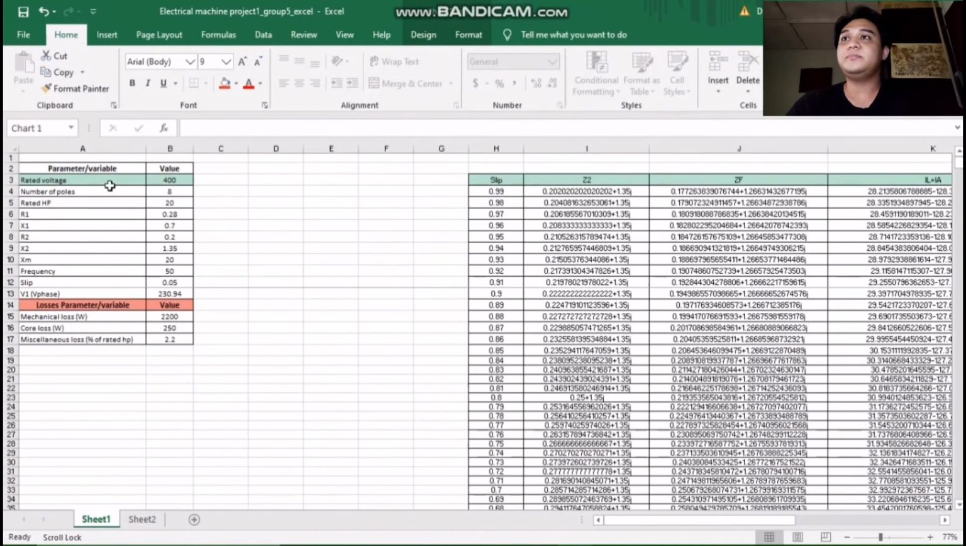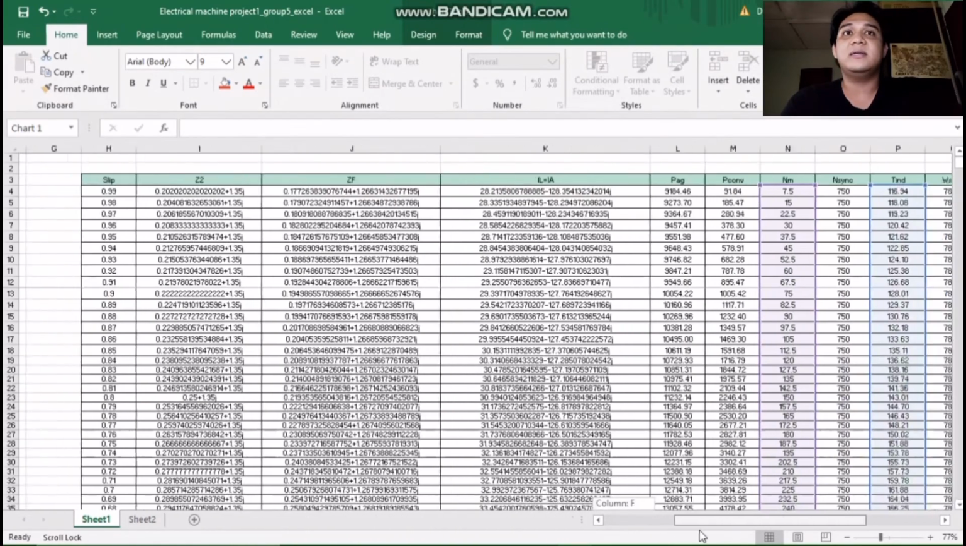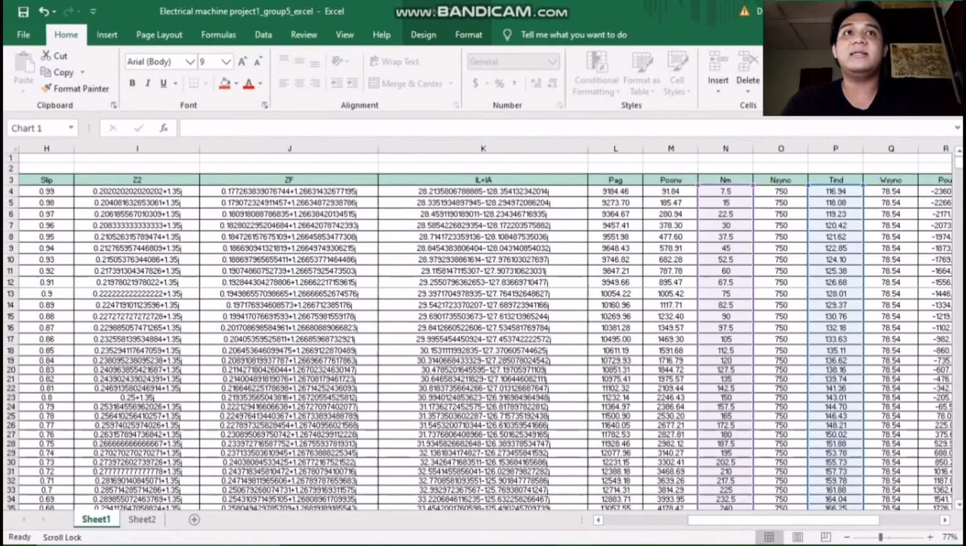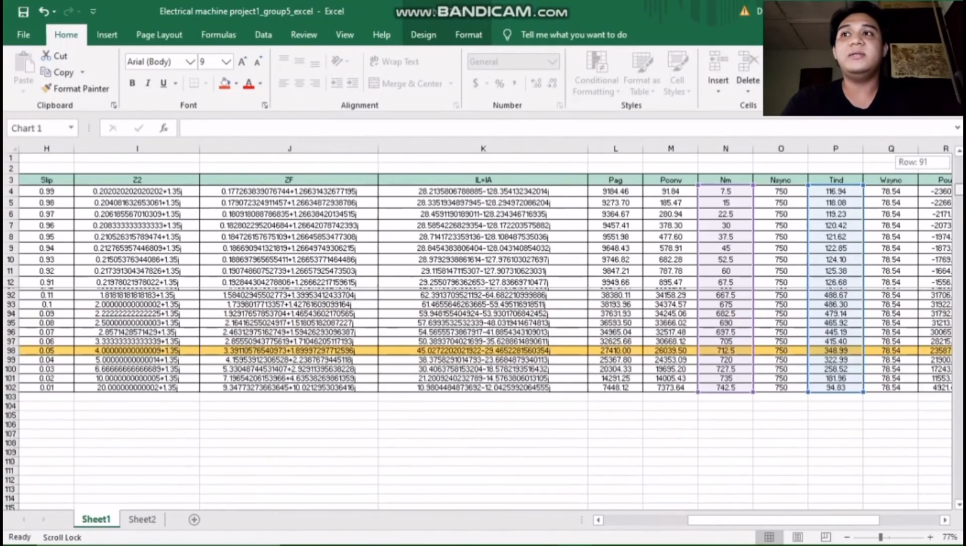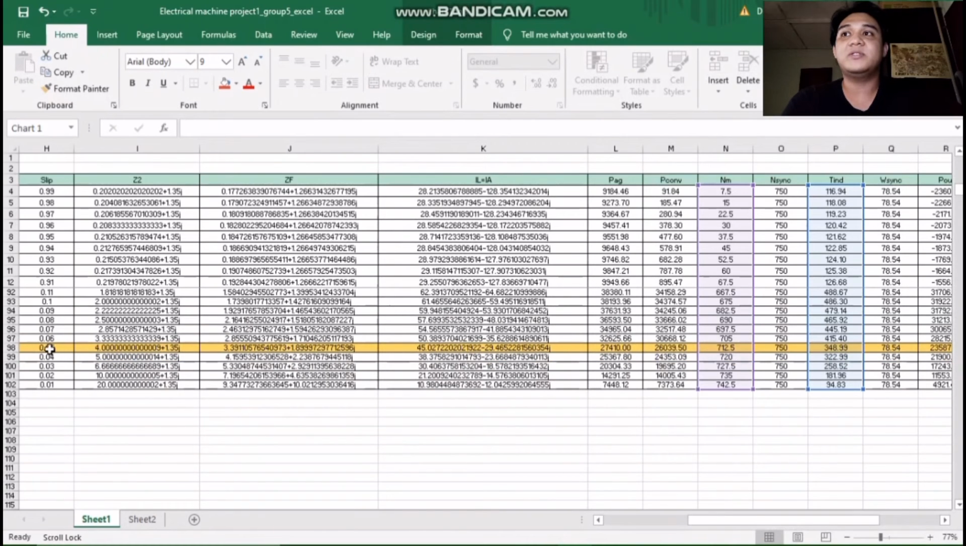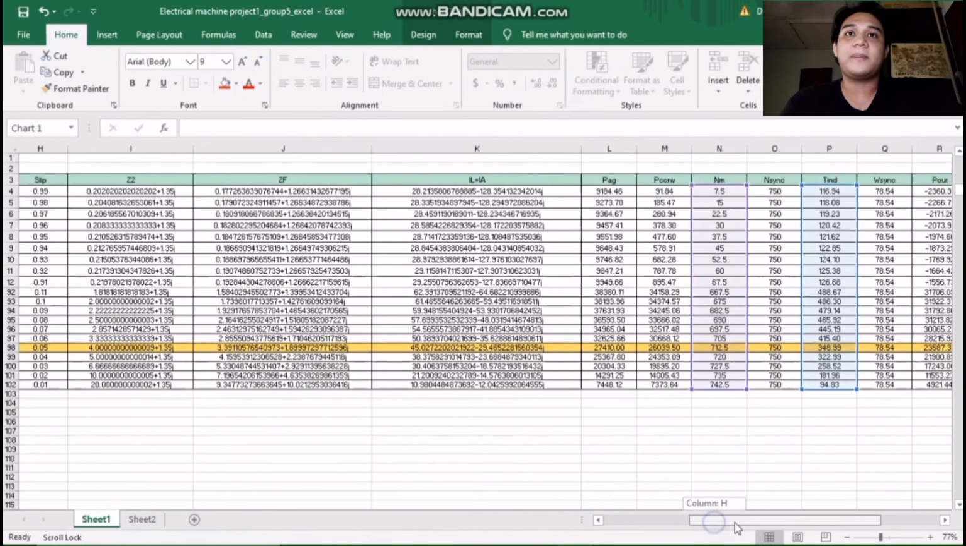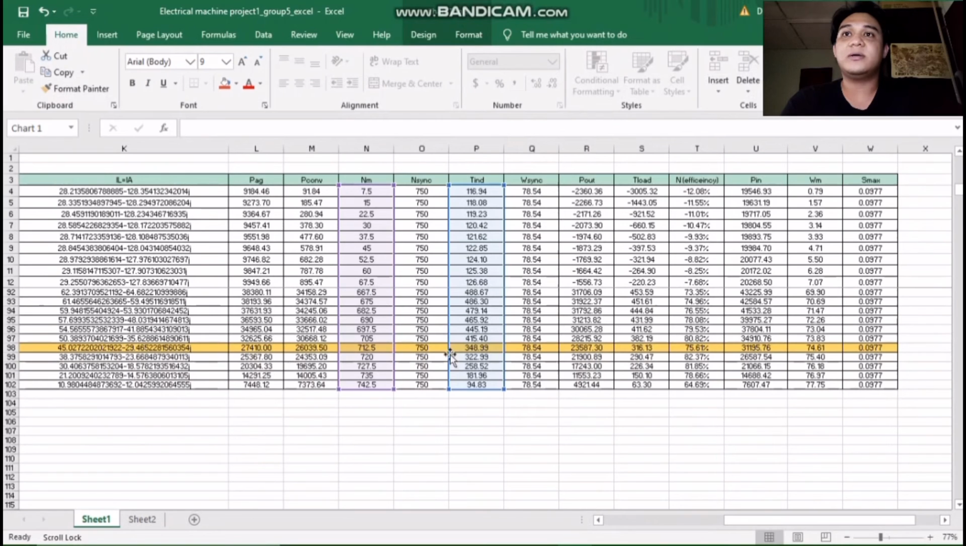So okay, this is all our chosen parameters or variables, and we have to put all the values of the parameters and variables in here, and then we will get all the data from 0.99 until 0.01. This is our slip 0.05, and all the calculation is correct with our manual calculation.